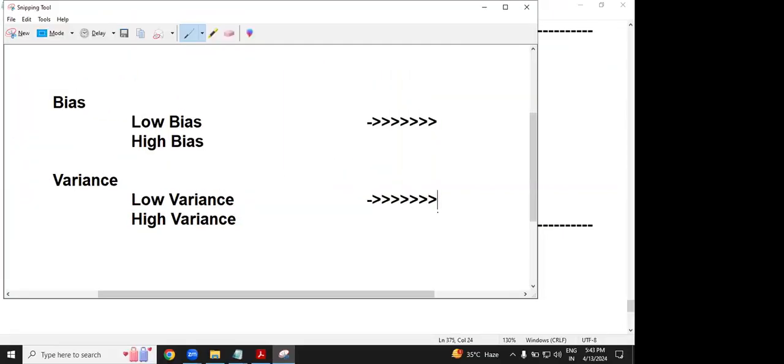Definitely, once the training started, if the ML algorithm is reaching these two points, the first one is a low bias value and the next one is a low variance value, then that algorithm is really a very good algorithm. That algorithm will do accurate predictions, I mean right predictions.